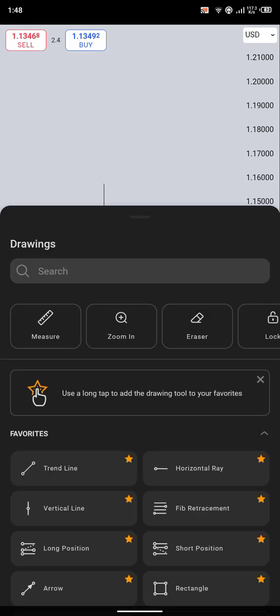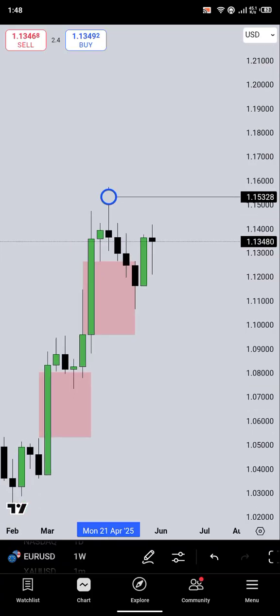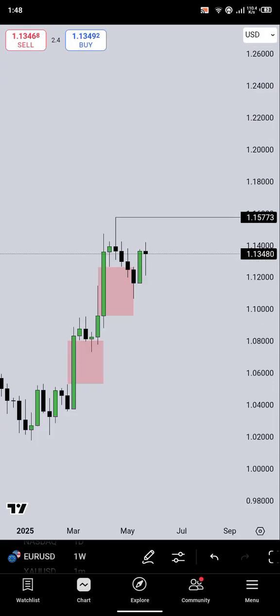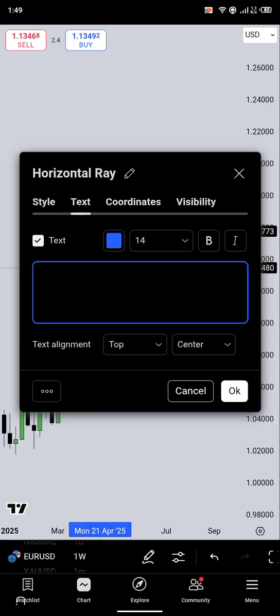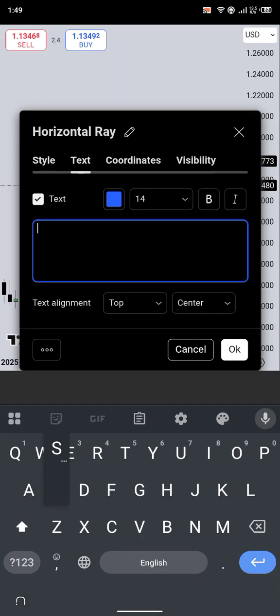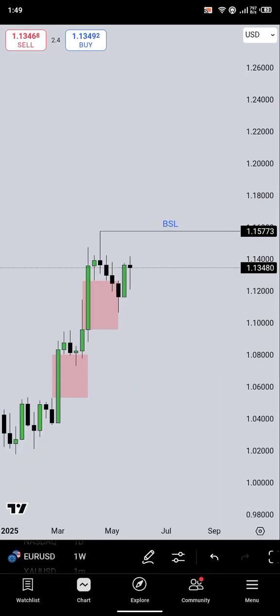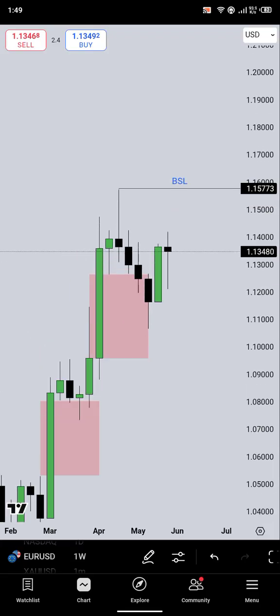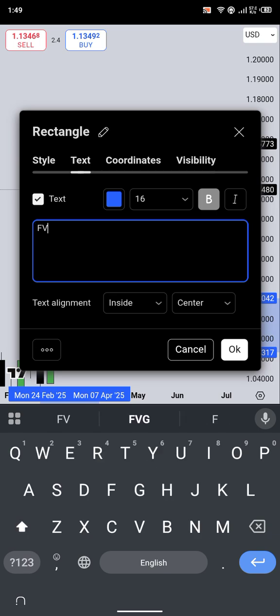So looking at this here, let me mark this out. This is the level I'm going to be watching. We'll call that buy side liquidity. Buy side liquidity. All right. Let me, this fair value gap.